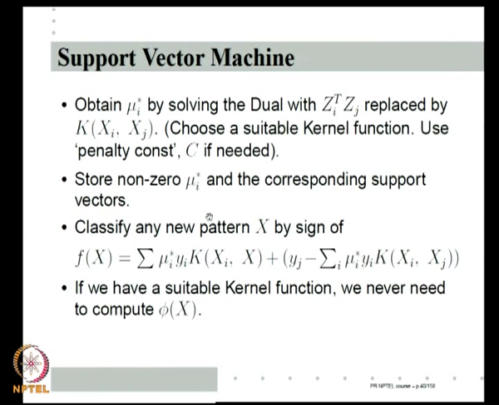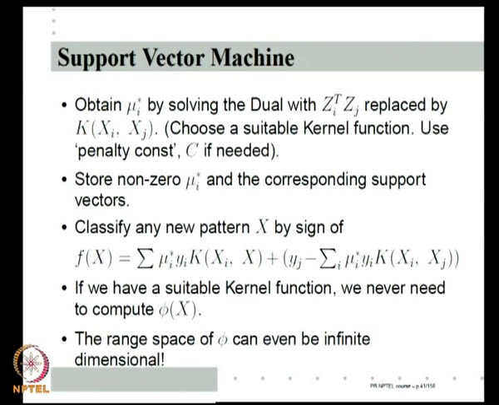So, if you have a suitable kernel function, we never need to compute phi(x), we never need to know what phi(x) is. As a matter of fact, in a manner of saying, the range space of phi can even be infinite dimensional for all I care, because I never need to compute a single phi(x), right, as long as I have a kernel function.